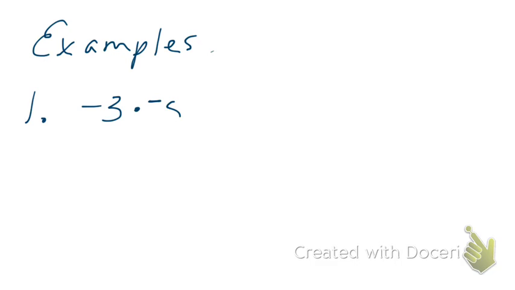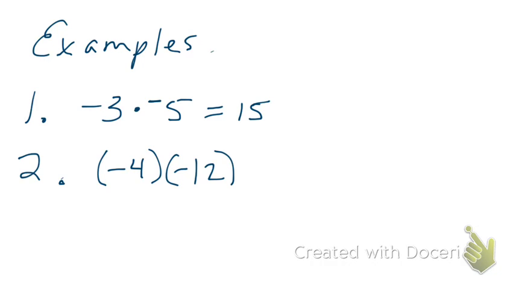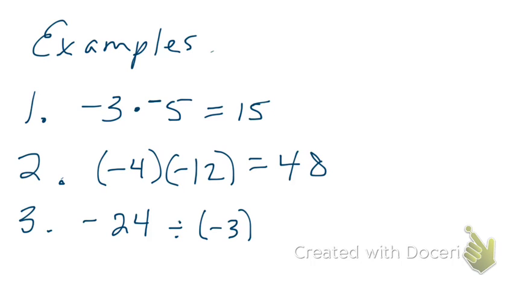So for example, negative 3 times negative 5, since they have the same sign, you're going to get a positive 15. Negative 4 times negative 12, since they have the same signs, you're going to get positive 48. Number 3, negative 24 divided by negative 3. A negative divided by a negative, you're going to get a positive. And number 4, negative 30 divided by negative 2, you're going to get a positive.